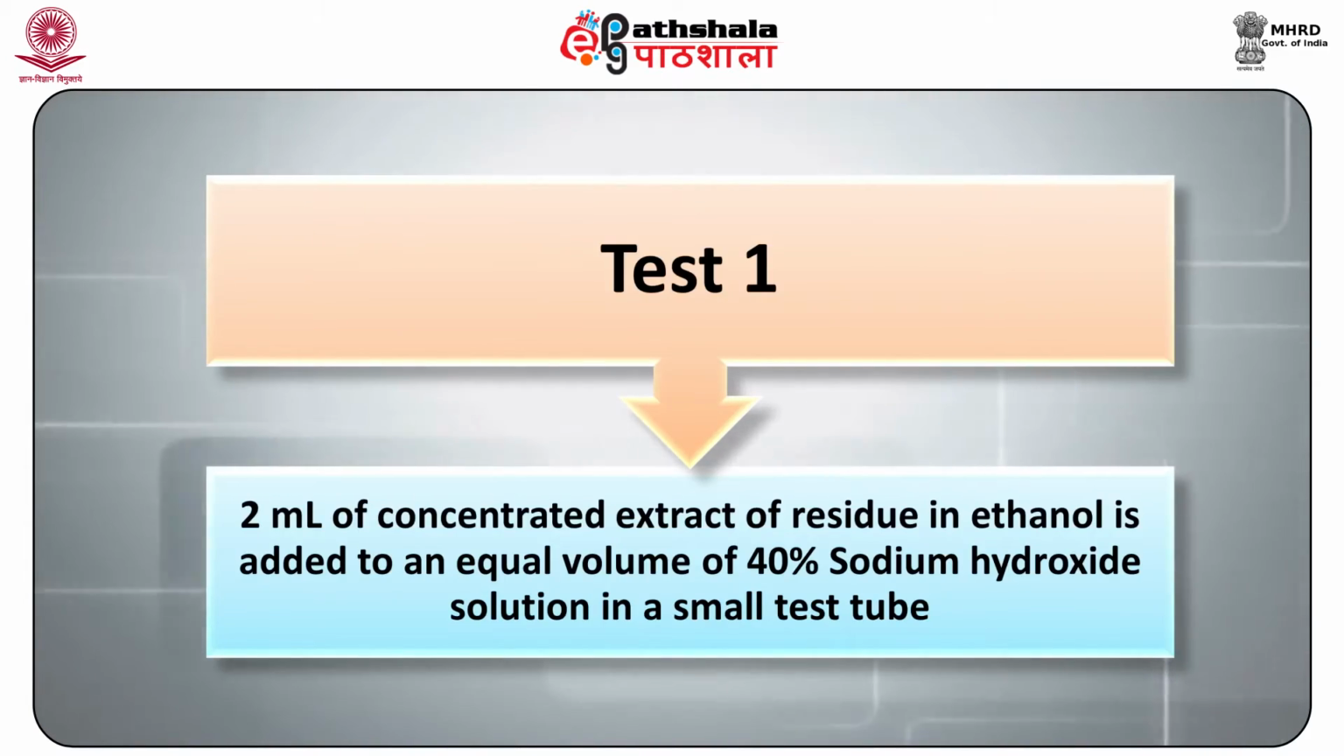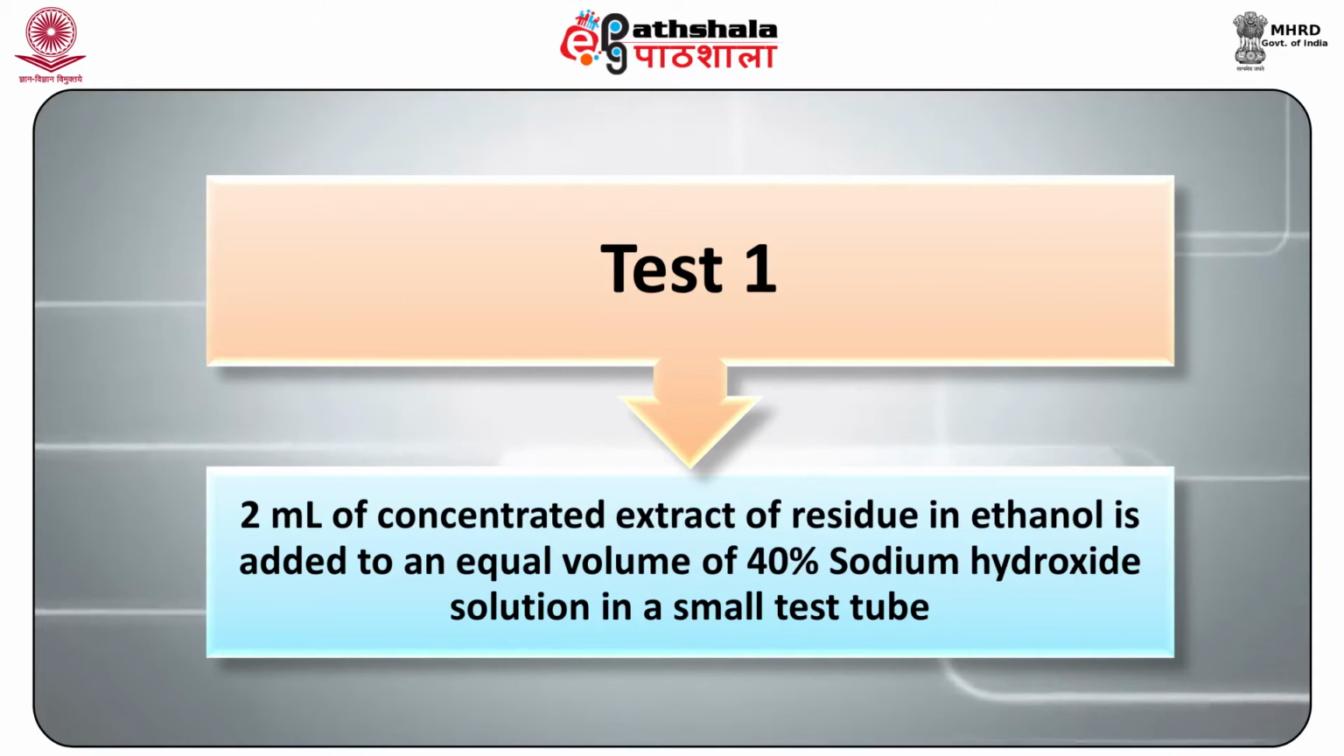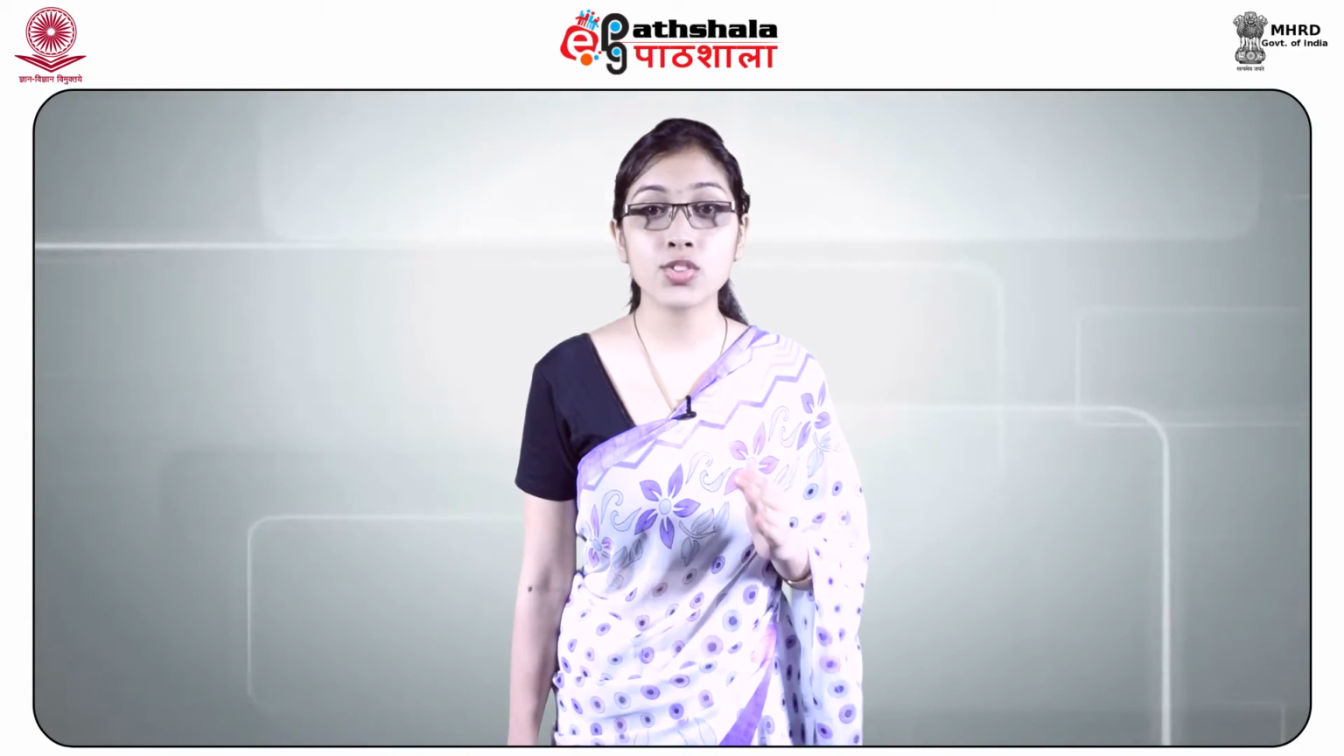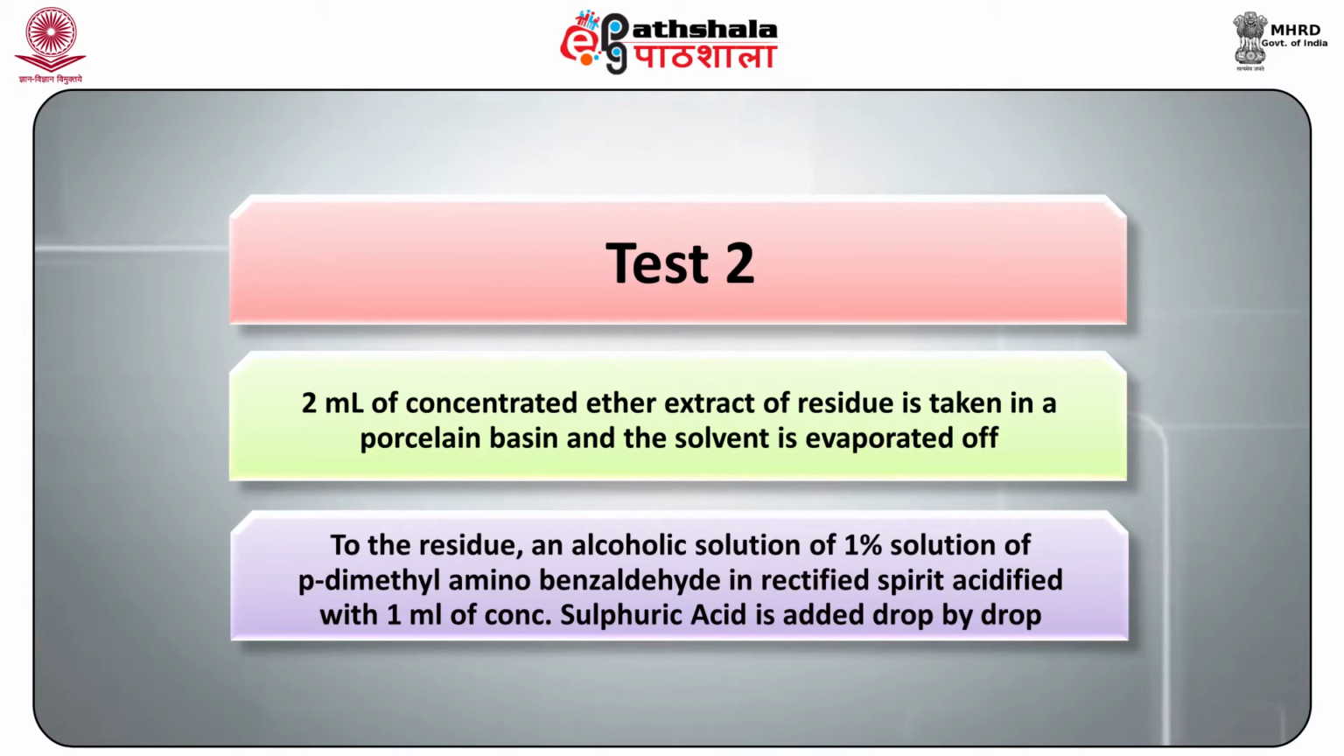Starting with test 1, 2 ml of concentrated extract of residue in ethanol is added to an equal volume of 40% sodium hydroxide solution in a small test tube. A brownish red or reddish violet ring is developed at the junction of the 2 liquids. The color formation is rapid by warming.